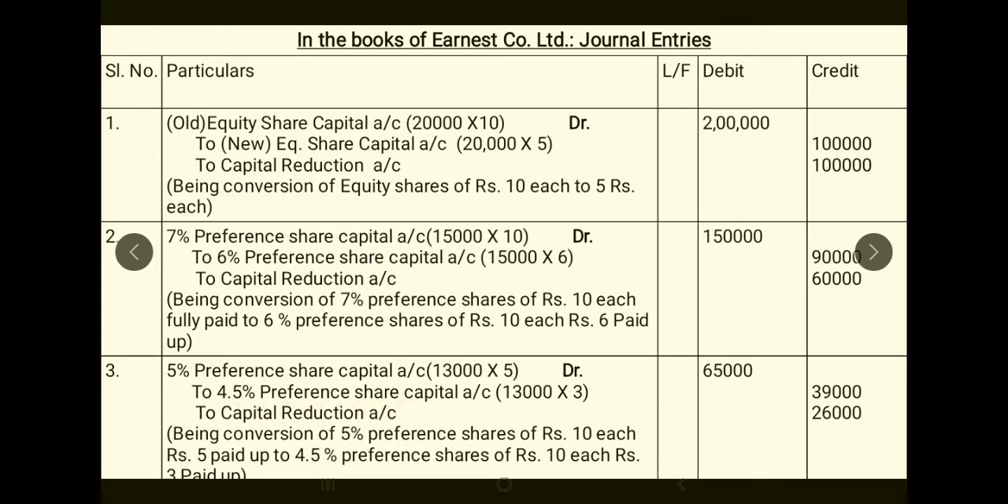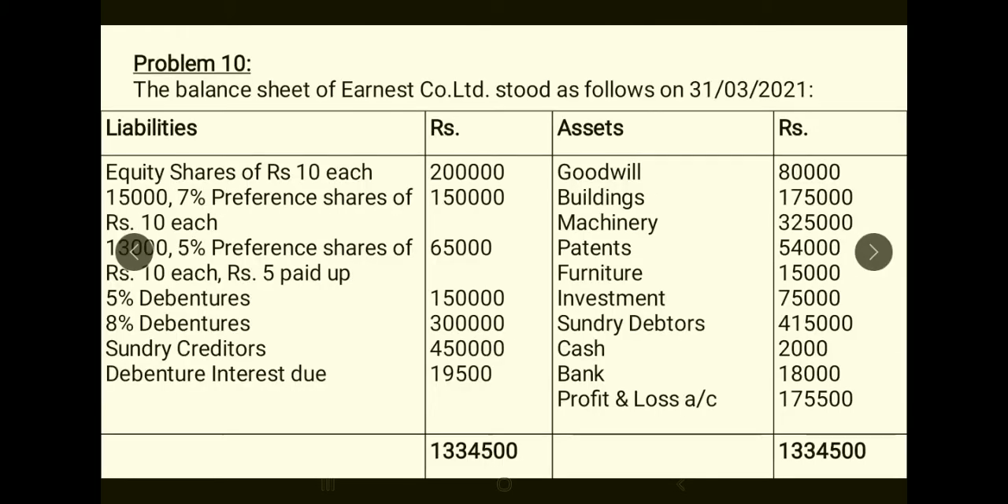So conversion of 5% preference shares of 10 each, of rupees 5 paid up, to 4.5% preference shares of 10 each, rupees 3 paid up. So 5 rupees paid up is reduced to 3 rupees paid up. Number of shares is as it is, 13,000. 10 rupees will be the face value. There is no change in the face value, but the paid up value has come down from 5 rupees to 3 rupees. Okay. So let's move on to the next set of adjustments.